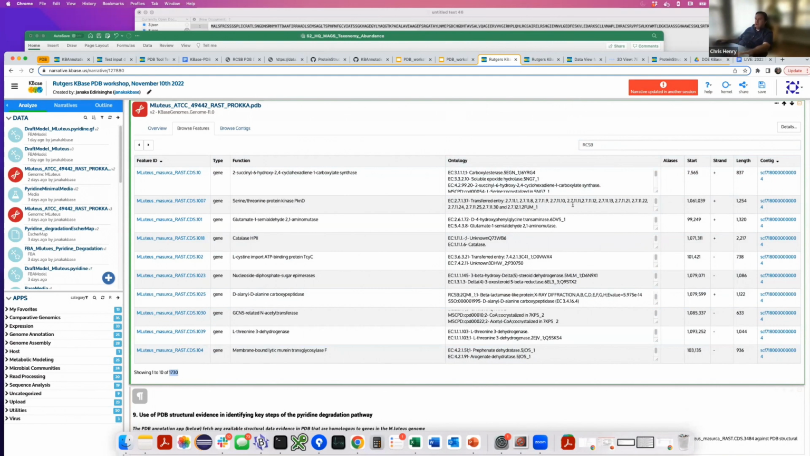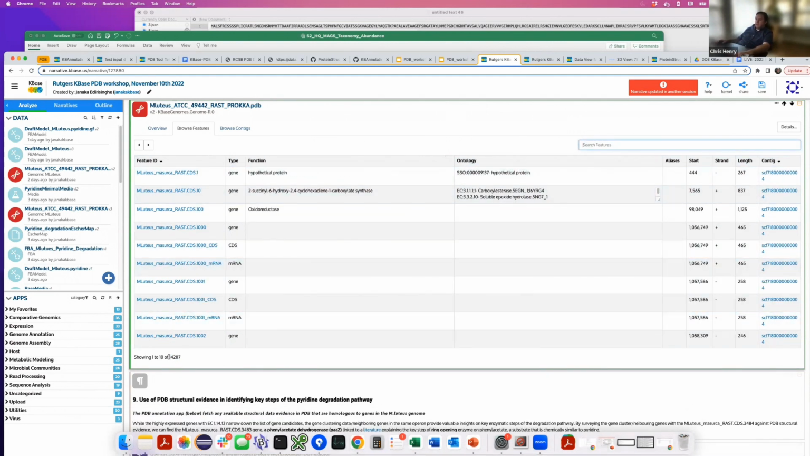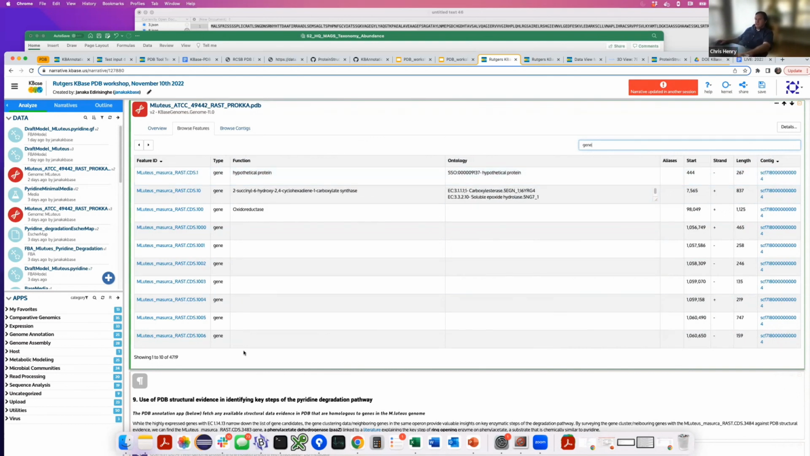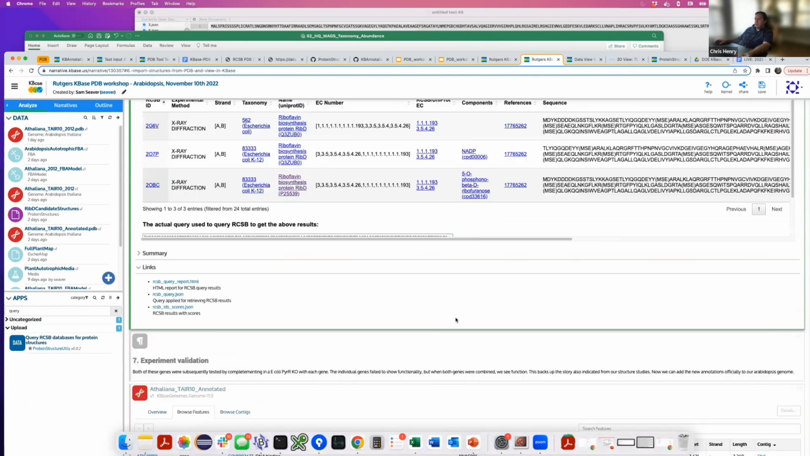So this gives you 1,730 genes in your genome out of 4,700, if you look for the word gene. So roughly a third of this genome has a hit in PDB. And for Arabidopsis, you can do the same thing.